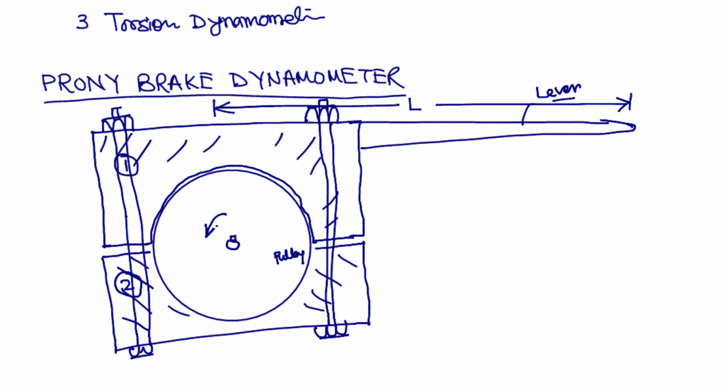The weight due to the suspended mass at the end of the lever prevents the rotational tendency. Now the weight is mass M or weight W. The grip of the two blocks over the pulley is adjusted using the bolt on the clamp until the prime mover runs at the required speed.